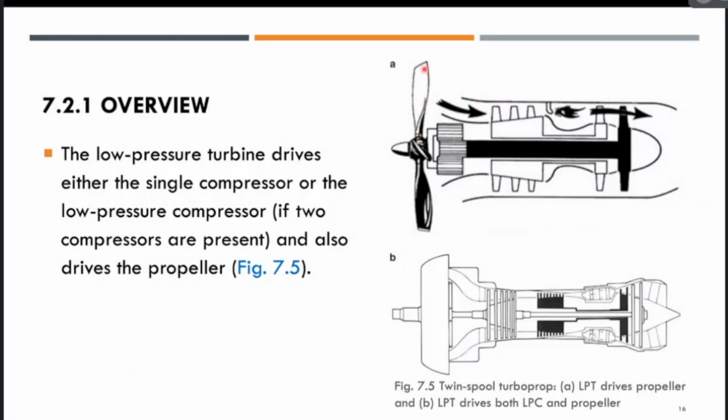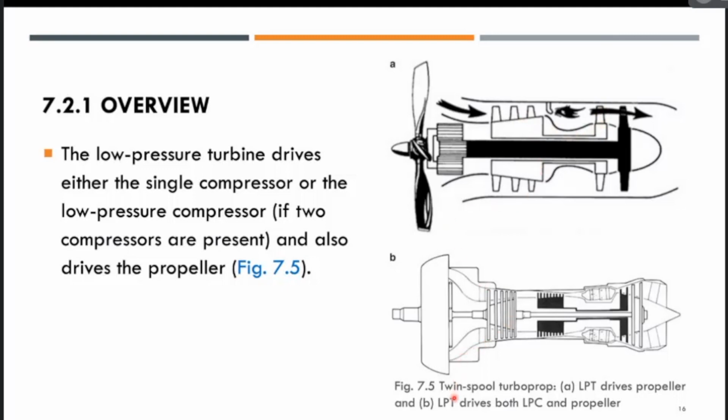You can see that there is a propeller there, a reduction gear in front, and a shaft that is connected to the low pressure turbine. The low pressure turbine is connected to the gearbox as well as the propeller. Meanwhile, the compressor is connected to the high pressure turbine over here. And this is a two-spool type of engine.